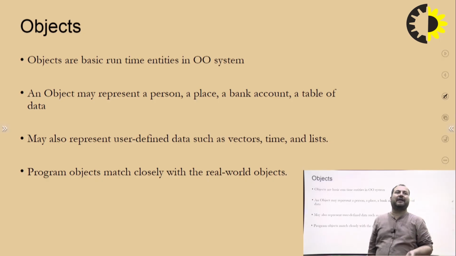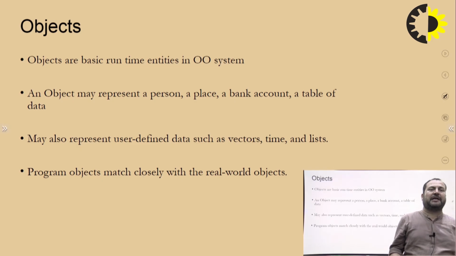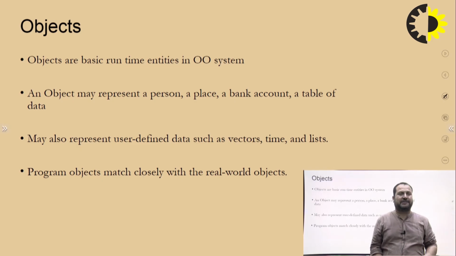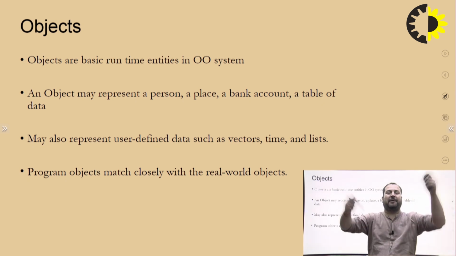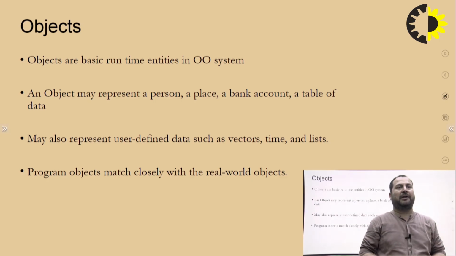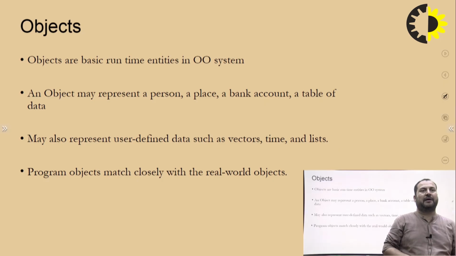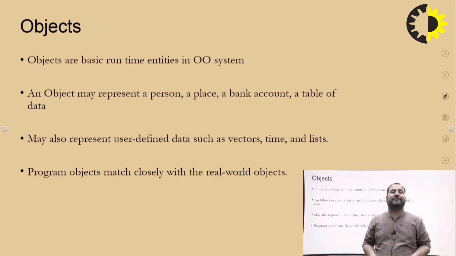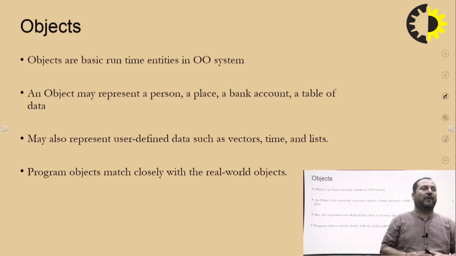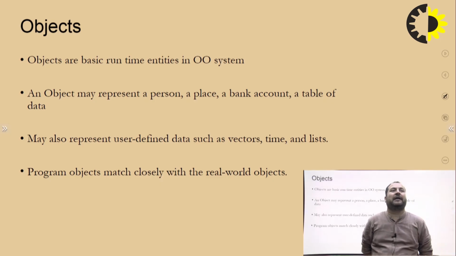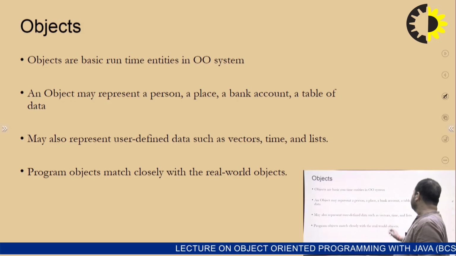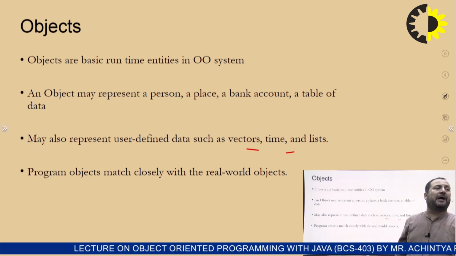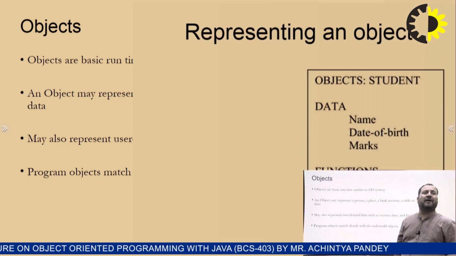So, objects are the basic runtime entity, okay, because objects take memory, not classes, okay. When we create an object of some class type, only then memory is allocated. Suppose we create a class and we have not declared any object of that class, then there will be no memory allocation, okay. So, objects are a basic runtime entity. An object may represent a person, place, bank account, table, etc. Okay, it may also represent user-defined data such as vector, time, and list. Program objects match closely with real-world objects.